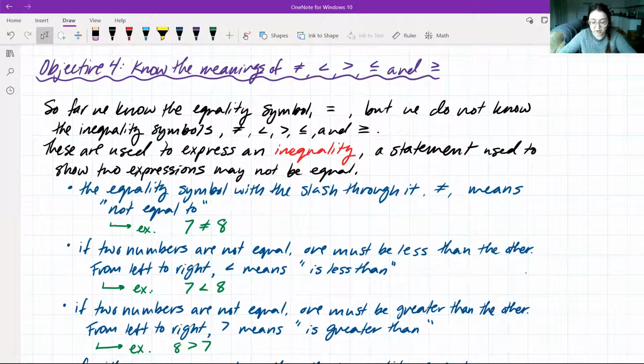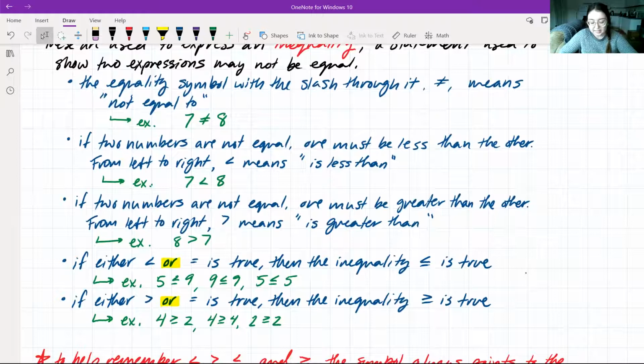If two numbers are not equal, one must also be greater. So in addition to having one number that is less than the other, we also have a number that is greater than the other. Once again, reading from left to right, the greater than symbol means is greater than. For example, 8 is greater than 7. Whenever using the greater than sign, the number that is greater is going to be on the left-hand side, and the number that is smaller is going to be on the right-hand side.